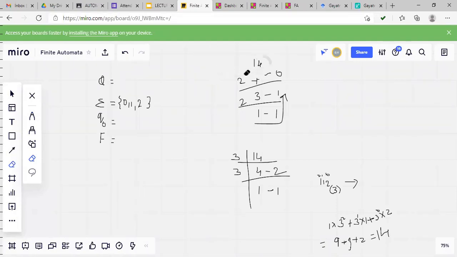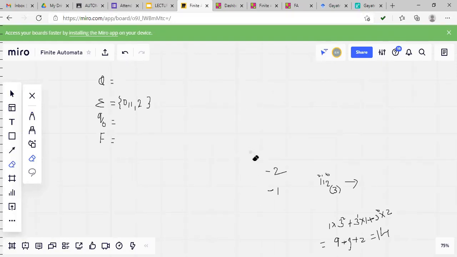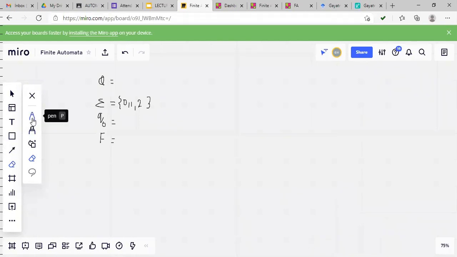So I'll give you an easy way to remember ternary number, because we require it while solving the example and also while writing the state table. See here, we know this is 3 raised to 0 at the first place, then 3 raised to 1 at the second place, 3 square at the third place. How to remember? I'll write decimal numbers here.